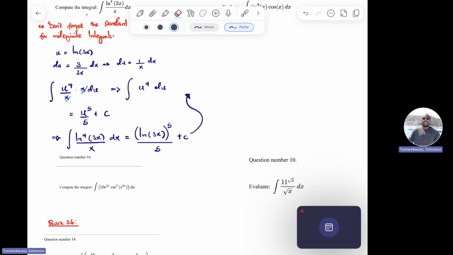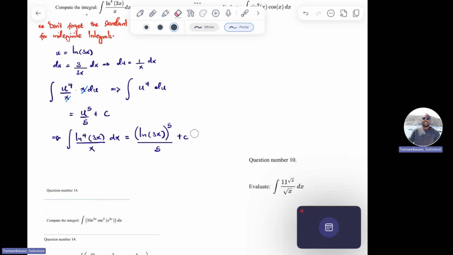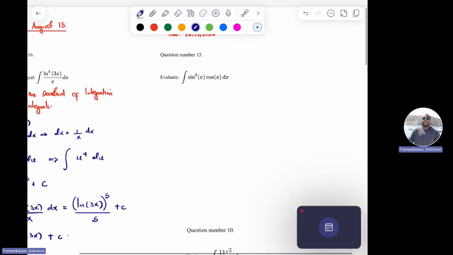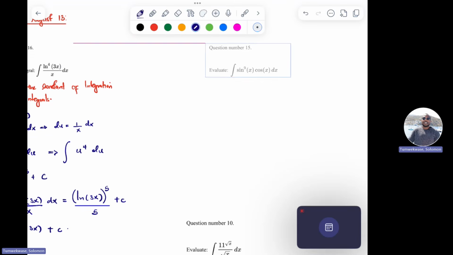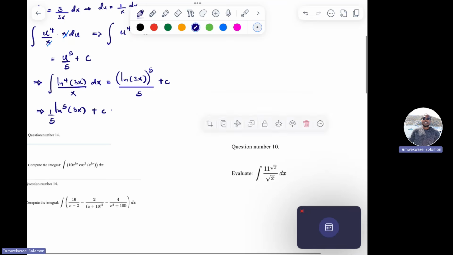If you want to write it the same way it is written in the question, then our final answer would be natural log to the power 5 of 3x, times 1 over 5, plus the constant of integration. In question 15, same thing, we want to do that kind of integration.